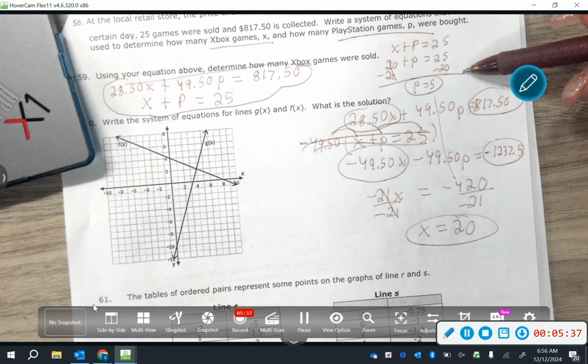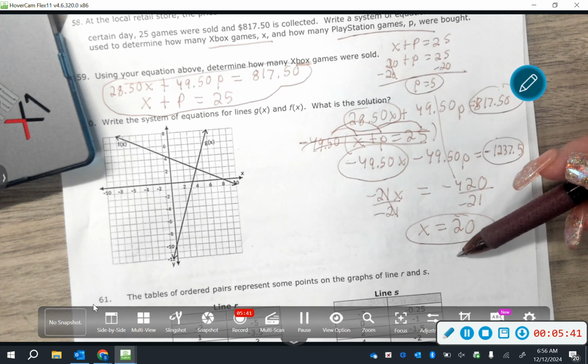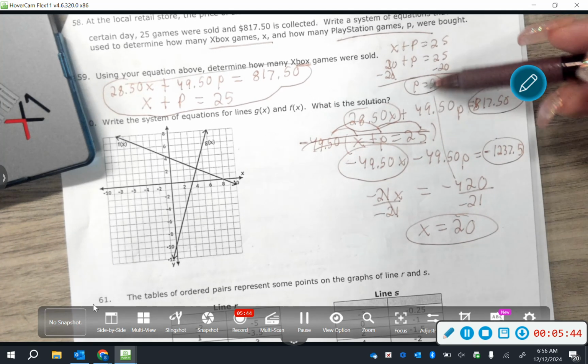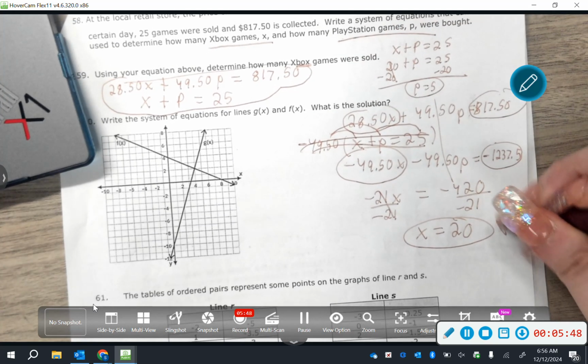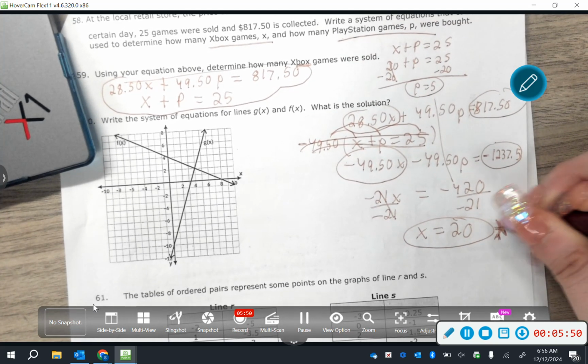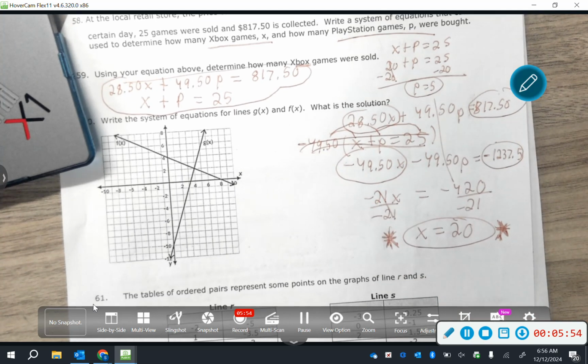It didn't ask for this though. So if these were both multiple choice answers, which if this was a multiple choice question, I guarantee they would have both of these answers. Make sure you're answering the actual question. The actual question was asking about Xbox games. So this one would be our answer.